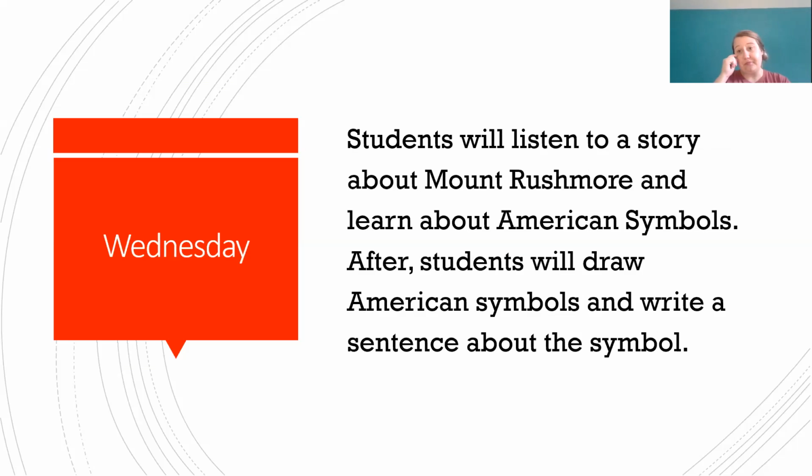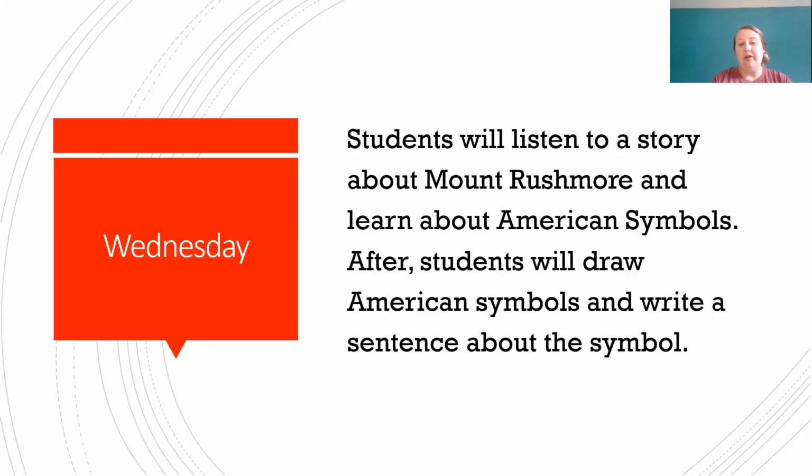On Wednesday, you're going to want to go to YouTube and students are going to listen to another story. That read aloud is going to be about Mount Rushmore, and we're going to talk about American symbols as well. After that read aloud, we want students to draw the American symbols, and these can just be simple drawings. They don't have to be extravagant, as long as they try their best. And we know that all the students have it in them to do it.